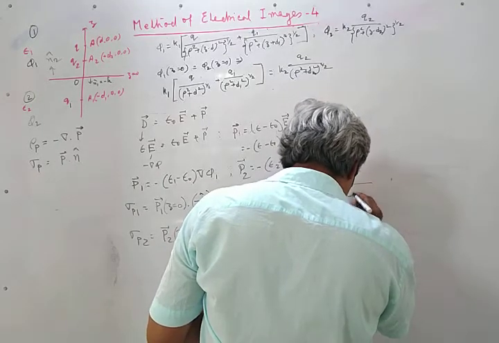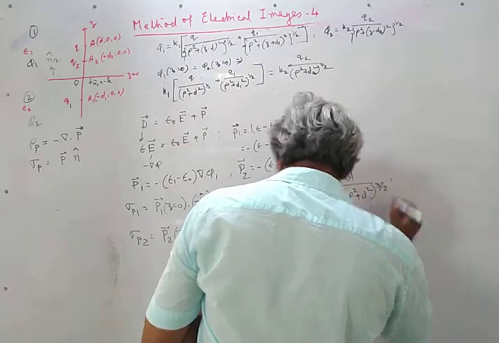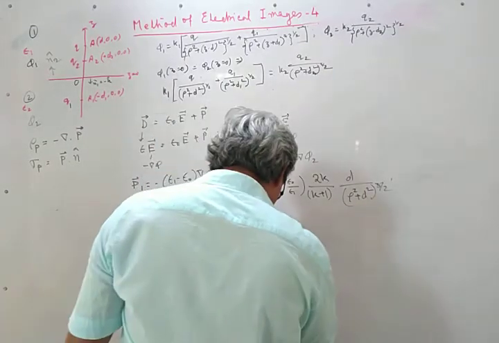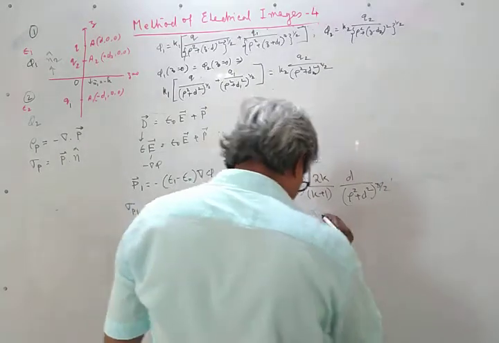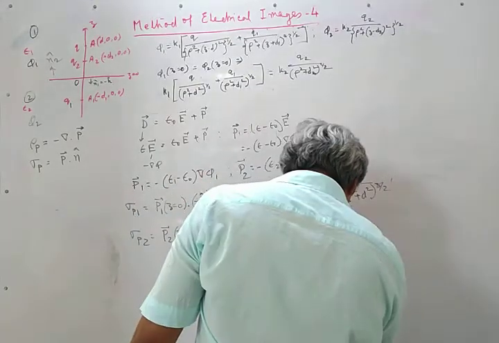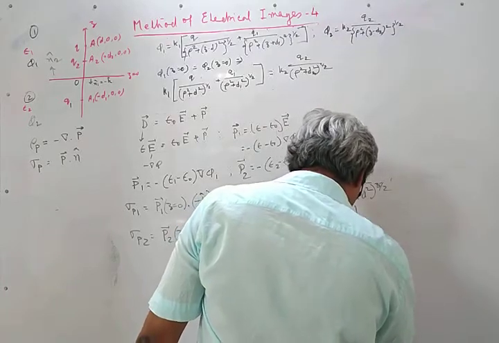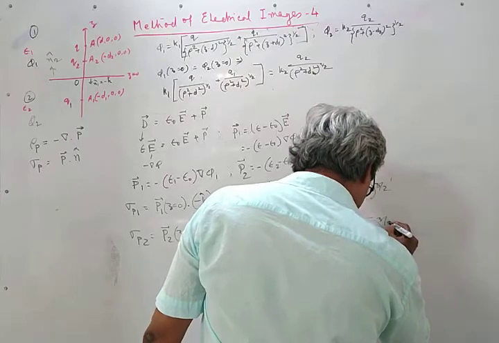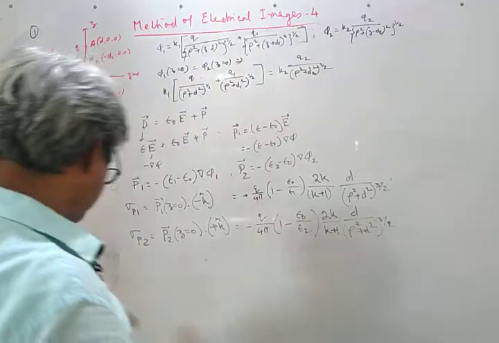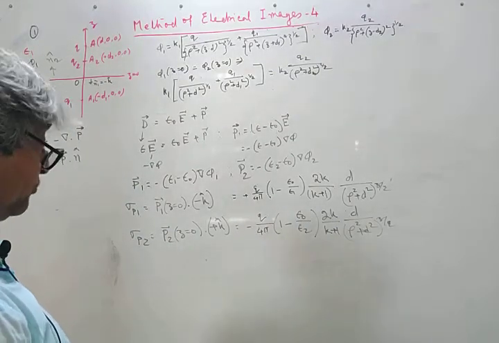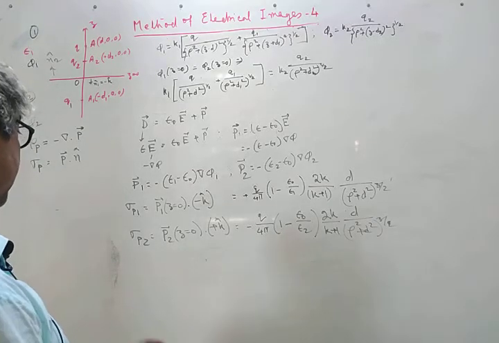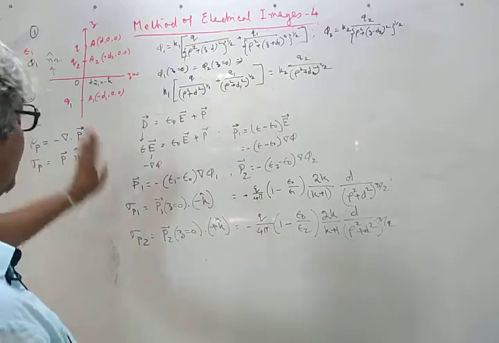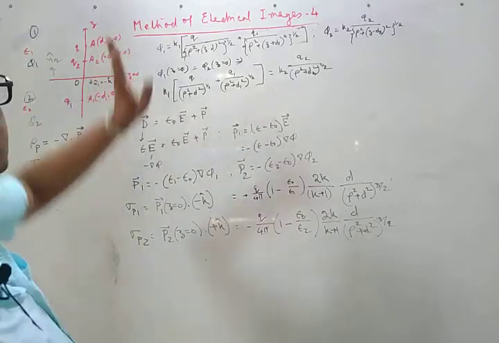d by rho square plus d square to the power 3 by 2, and this will be minus q upon 4 pi, times 1 minus epsilon 0 upon epsilon 2, times 2k upon k plus 1, d over rho square plus d square to the power 3 by 2. If you want to find out the net polarization charge, it is just the algebraic sum of these two. And if one wants to find out the volume distribution, then we can first calculate P1 and then calculate its divergence, which will be complicated mathematics. So I skip this one, and it solves the problem.